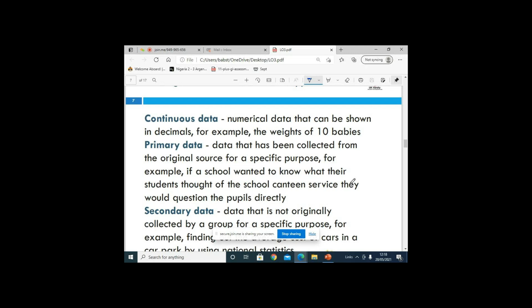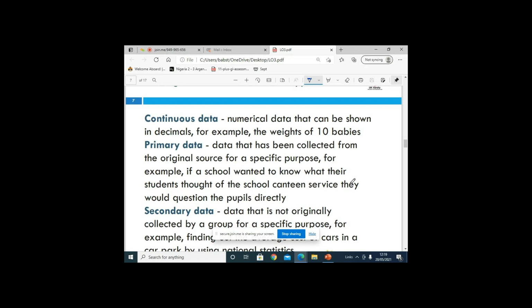So another one is primary data. Primary data is collected from the original source for a specific purpose. For example, if a school wanted to know what their students thought of the school canteen service, they would question the pupils directly. So it's like opinion. The data you get directly from the source, these are primary data.